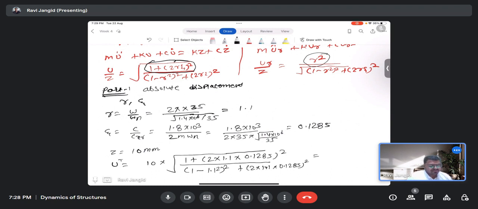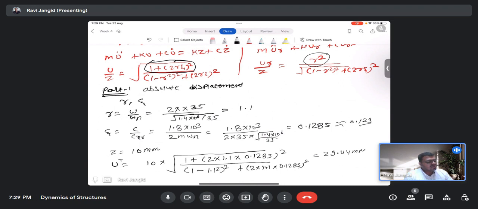Anyone with the answer? 29.574. Okay, you are getting 29.574. I am getting maybe some decimal difference, 29.44. That is okay, because I have actually used 0.129, so due to that I think I am getting 29.44. So this is for the absolute.